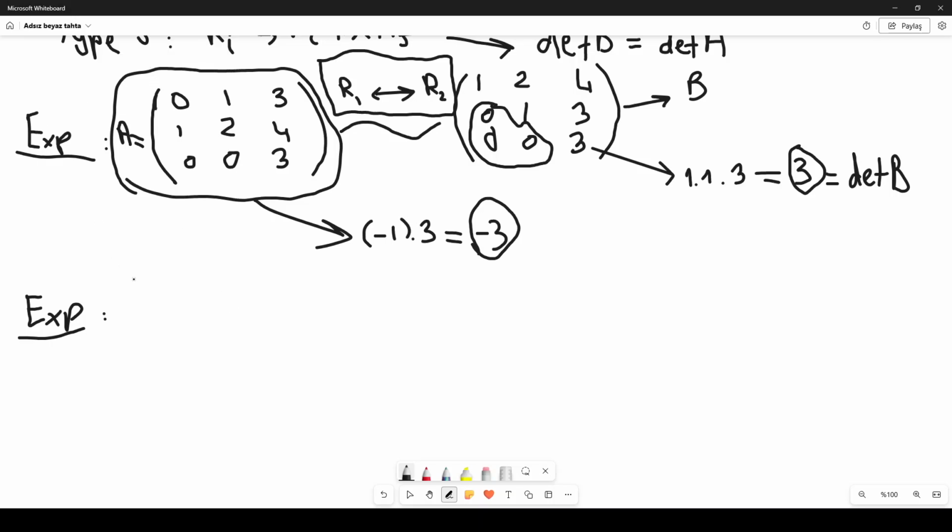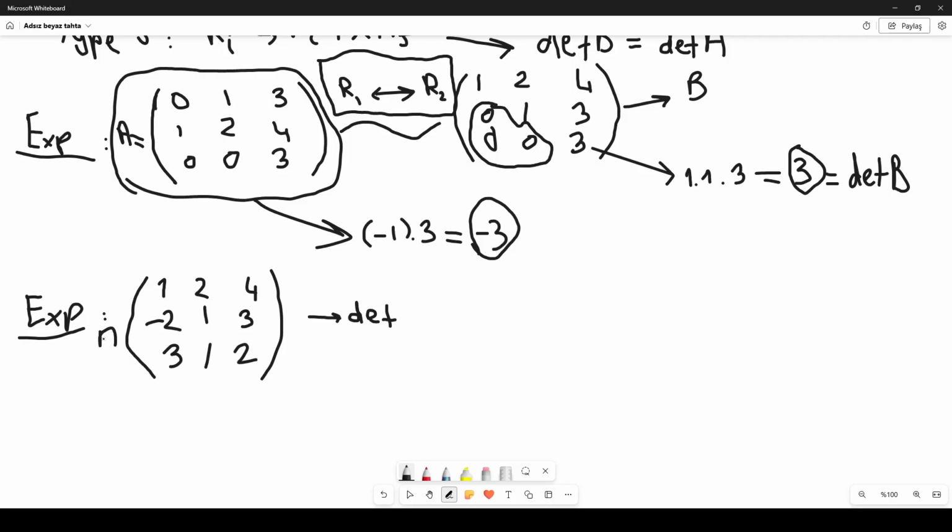So now, suppose we are given a matrix like this: 1, 2, 4, -2, 1, 3, 3, 1, 2. Suppose this is the matrix, okay? And find the determinant by using elementary row operations. Say this is matrix A, and find the determinant of matrix A by using elementary row operations.